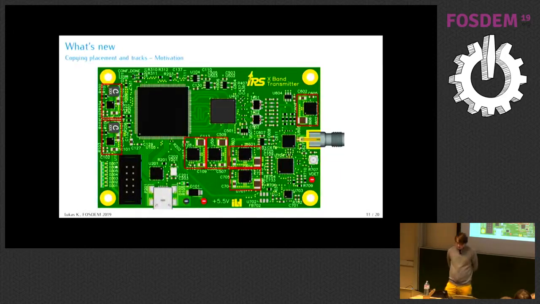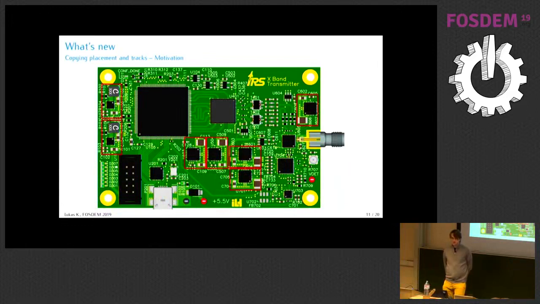So another feature that turned out to be really useful is copying of placement and tracks on boards. Even though modern ICs are more and more integrated and you need fewer of them, they happen to require many different power supplies. For example, on this board alone, all the blocks that are in red and even some more are just voltage regulators. These are all basically the same, just with different values, and you don't want to do the layout for each of them separately.